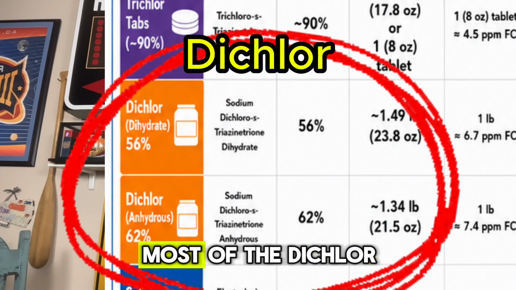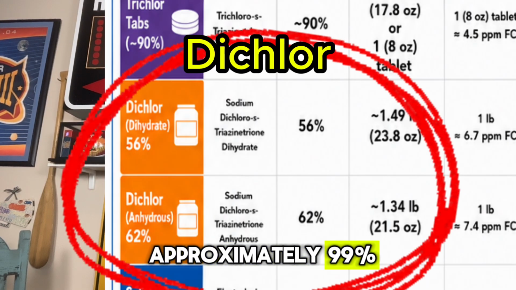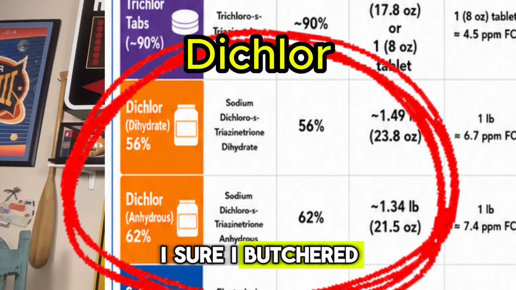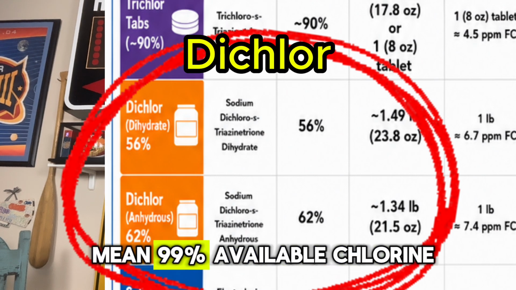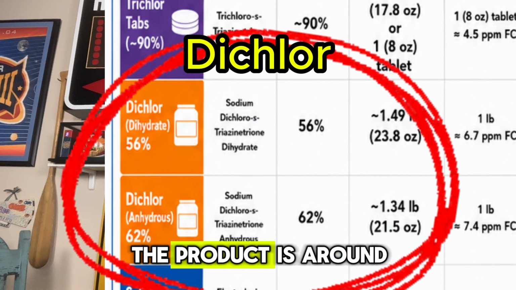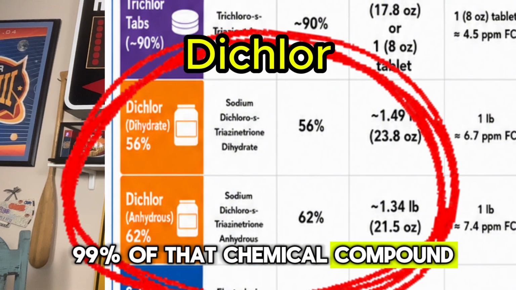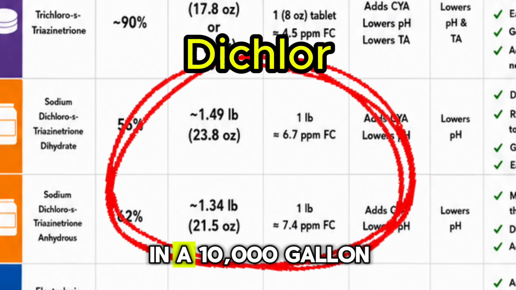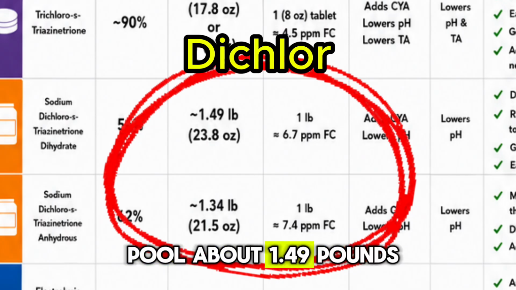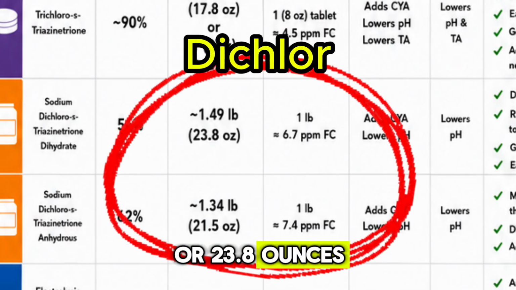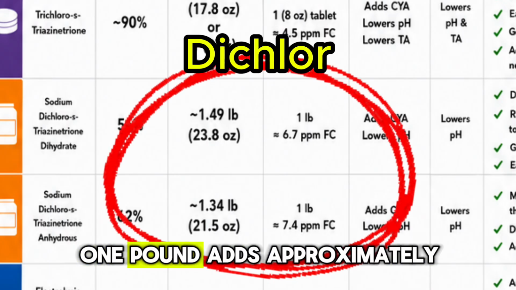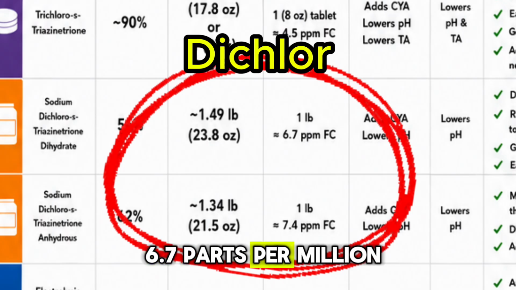Next is Dichlor. Most of the Dichlor we commonly see is approximately 99% sodium dichloro-s-triazinetrione dihydrate. I'm sure I butchered that. That does not mean 99% available chlorine. The product is around 99% of that chemical compound. Its available chlorine is approximately 56%. In a 10,000 gallon pool, about 1.49 pounds or 23.8 ounces adds approximately 10 parts per million of free chlorine. 1 pound adds approximately 6.7 parts per million.